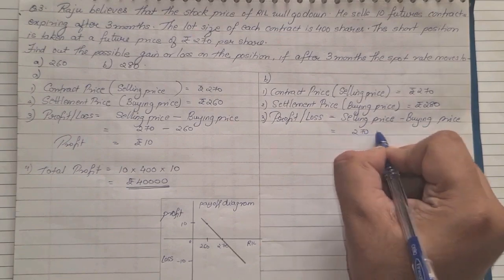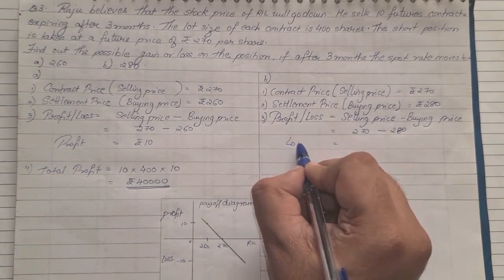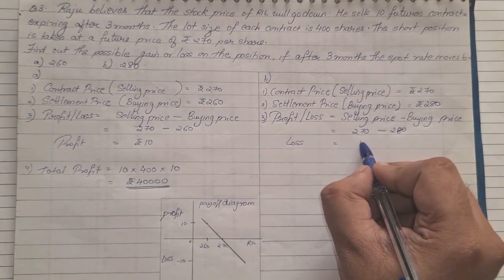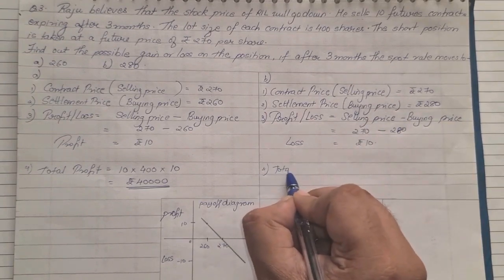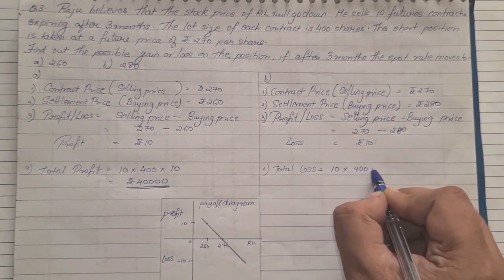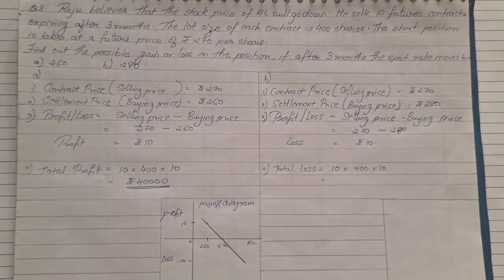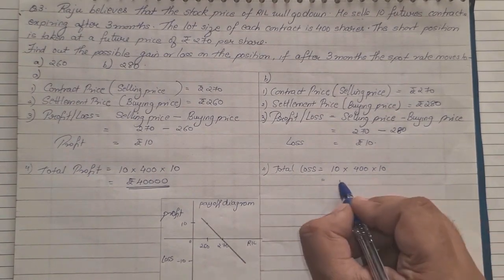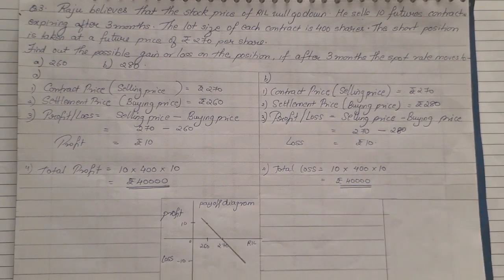Selling was 270, buying is 280. So here we are making a loss of rupees 10. Now that is per share. So now we'll have to find the total loss. So the total loss is loss per share into the total number of shares into the number of contracts. So here we have 10 into 400, which is 4,000 into 10. So in this case we are having a total loss of rupees 40,000. Okay, same. No changes. You just have to follow the steps.